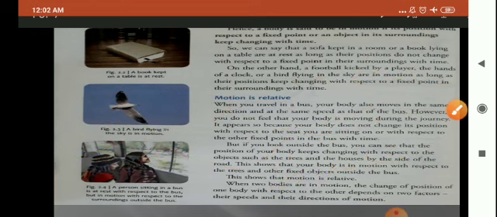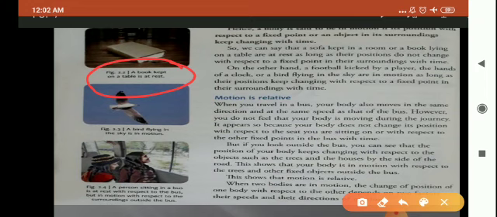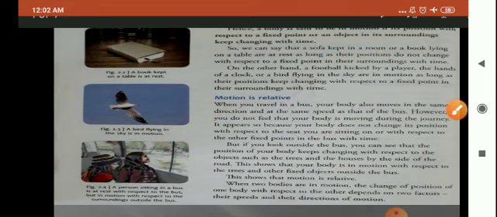So just see, some examples are given in your book. A book kept on a table is at rest. A bird flying in the sky is in motion. And some other examples are given here. So we can say that a sofa kept in a room or a book lying on a table are at rest, because as long as their positions do not change with respect to a fixed point in the surroundings with time, they are said to be at rest.